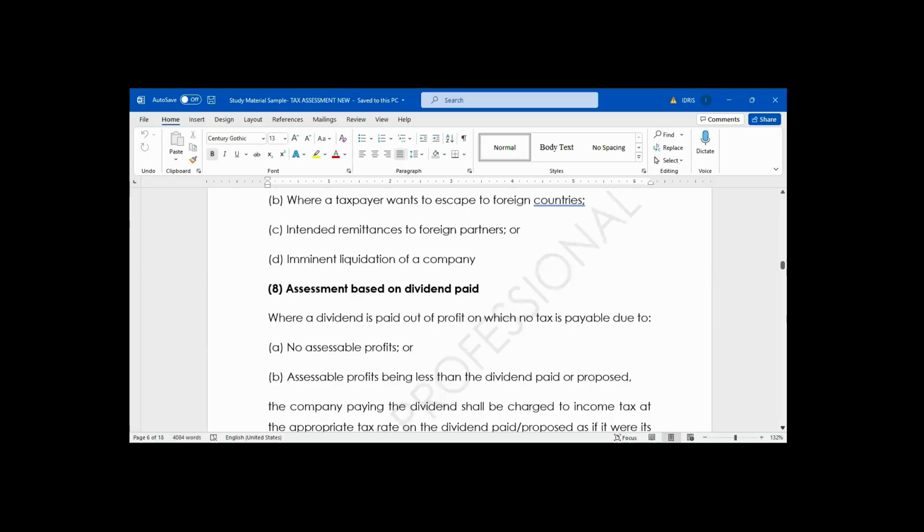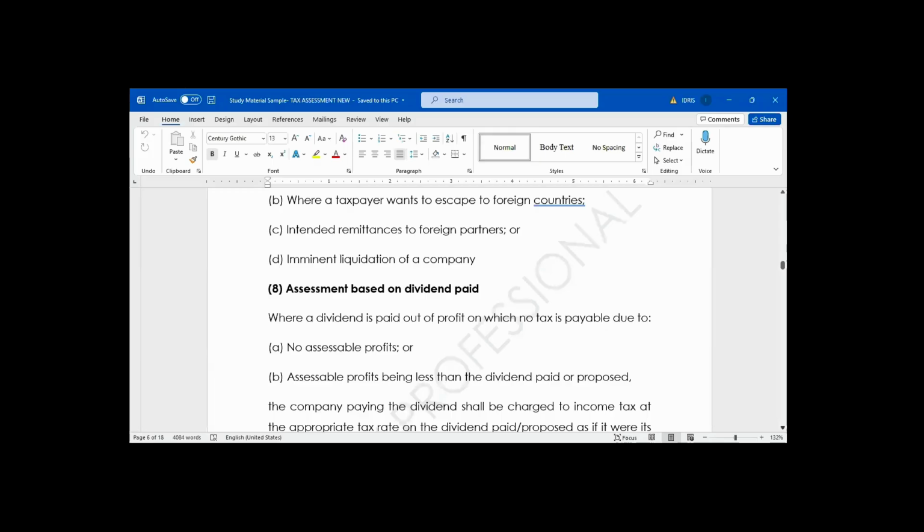Number one, when there is no assessable profit, you don't have a total profit in that year. That means you have a loss. You now declare dividend. Where do you see the profit that you declare the dividend from? Since you are showing a loss, you don't want to pay company income tax and you declare dividend, the tax authority will say you should pay company income tax based on the amount of dividend you declare to the shareholders.